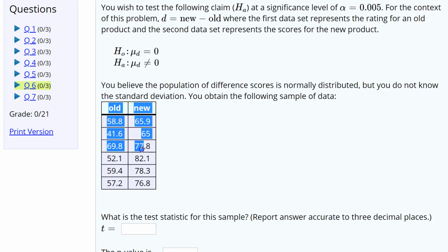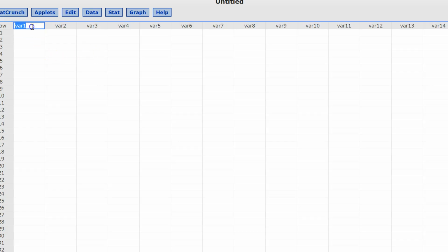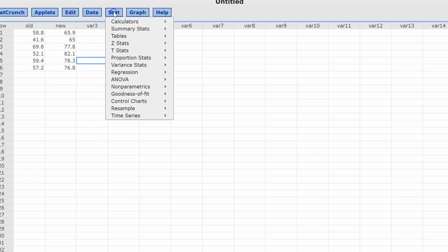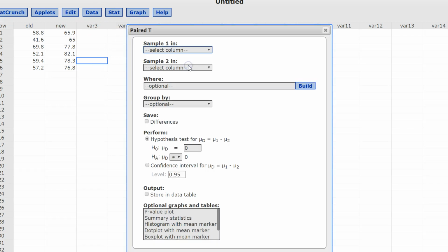First, we can copy and paste the data into StatCrunch. And we will run this as a paired t-test. Now be very careful here.